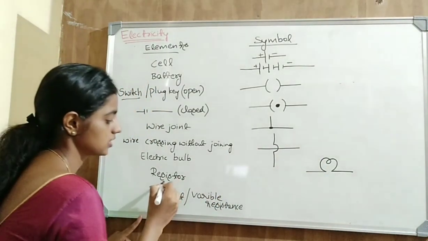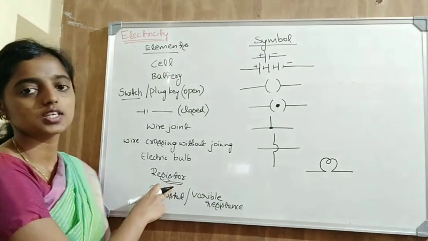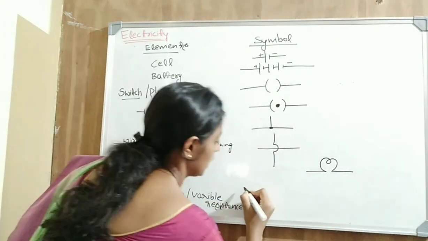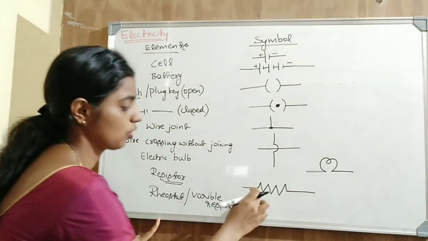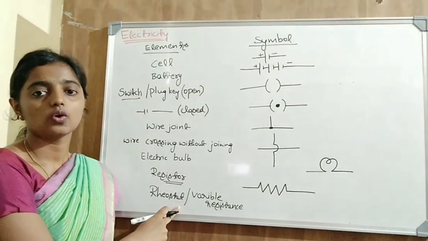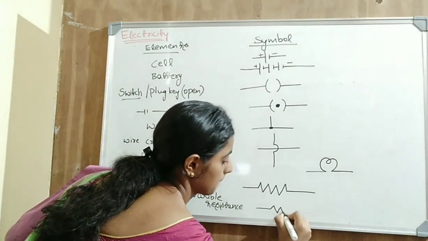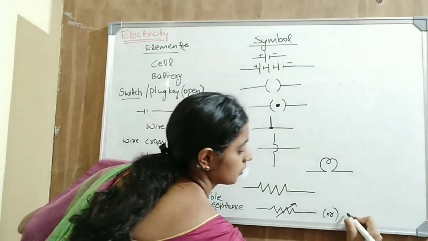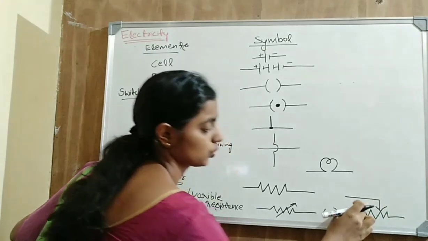The next one is resistor. We still don't know what is resistor. I will tell you in my next topic. Resistor is nothing but something which resists the flow of current. It looks like this. You don't need to count and draw these ups and downs. You can draw many. And the next one is rheostat or variable resistance. It looks like this way or with an arrow mark shown in this way.